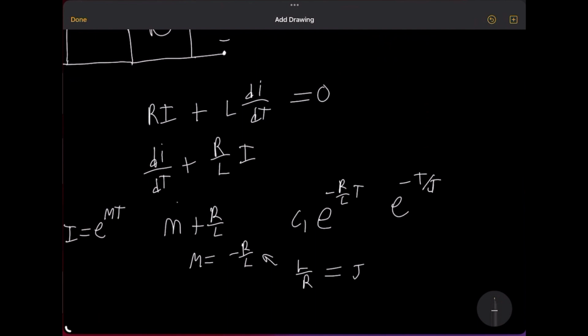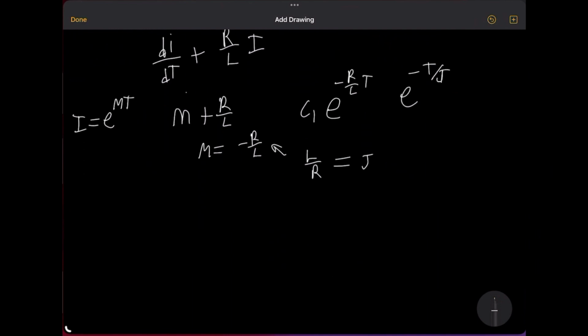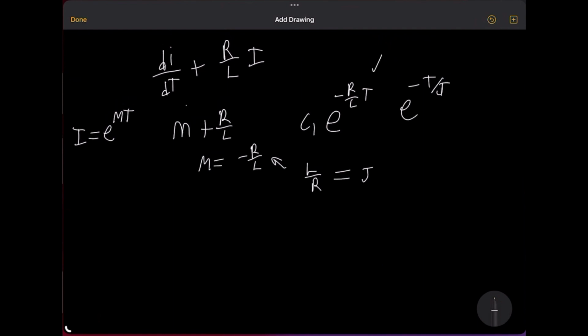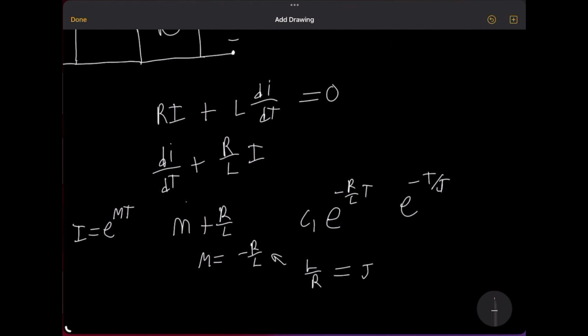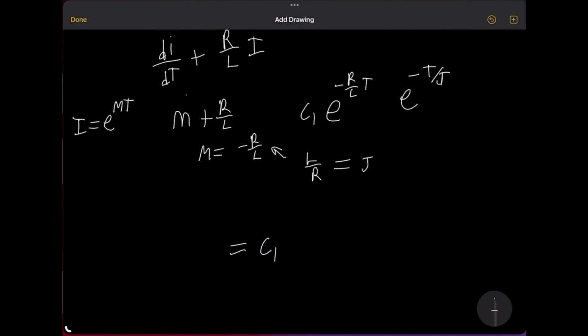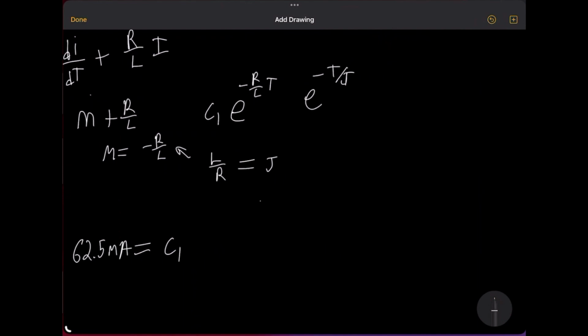Well, what is our C1 going to be? At I of 0, when t is equal to 0, this whole top up here, 0 times R over L, is going to be 0. So you're just going to have C1 is equal to I naught, our initial condition, which is 62.5 milliamps. We'll do e to the negative R over L times t. Keep that all in milliamps.